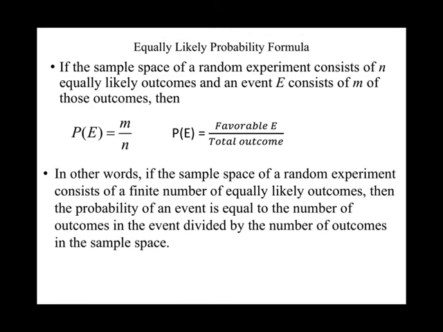So in other words, if the sample space of a random experiment consists of a finite number of equally likely outcomes, it means that when I roll the die, it is a fair die. Each number should have the same probability. Then the probability of the event is equal to the number of outcomes in the event divided by the number of outcomes in the sample space. Okay, so this is the formula.